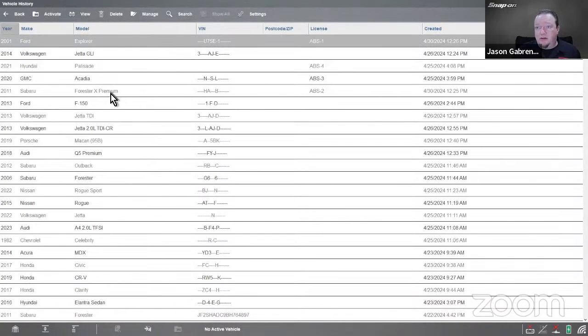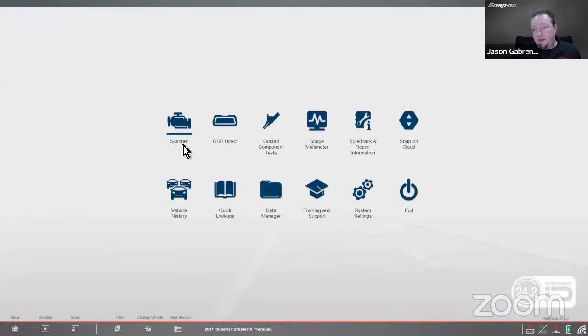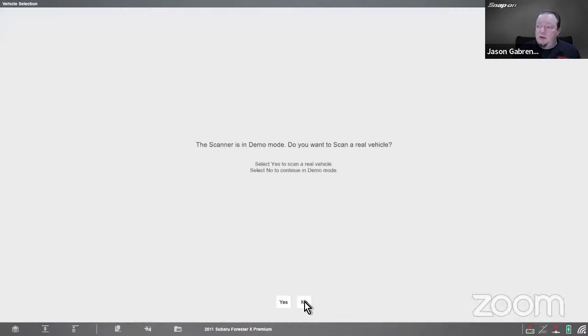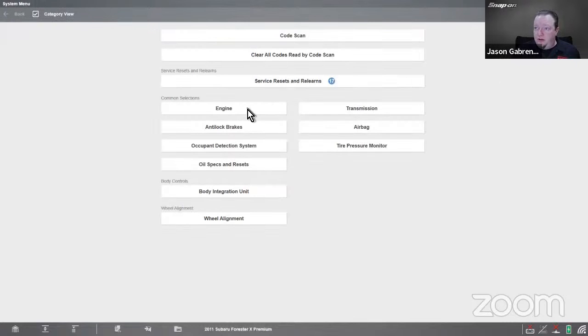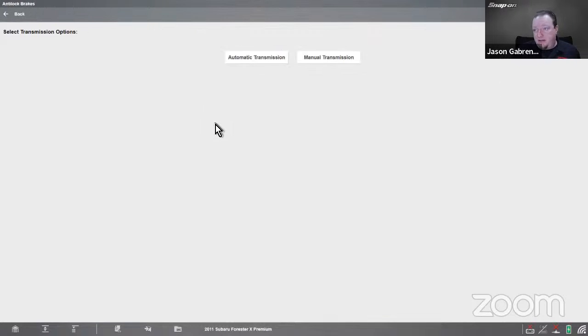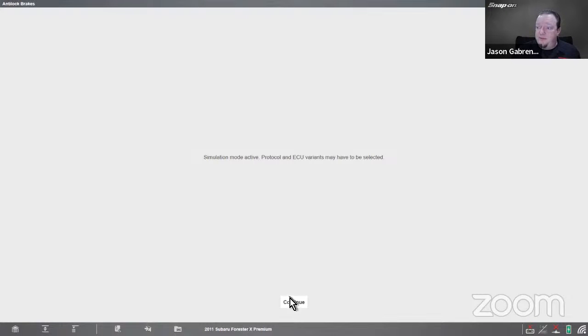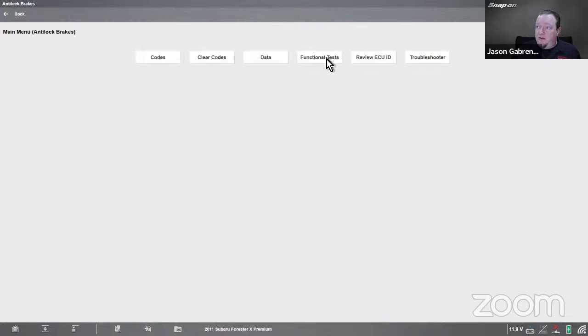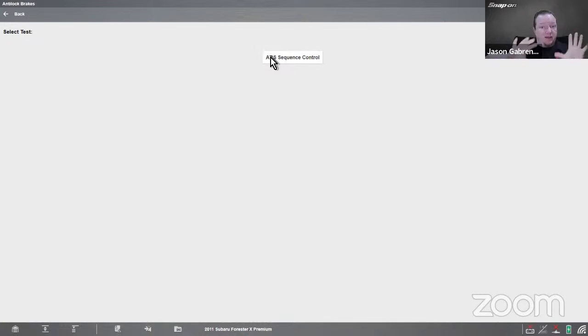Let's go to my next vehicle, which is going to be my 2011 Forester. So we go in here and we would go to anti-lock brakes and automatic and functional tests, right? So we can go in there. It's ABS sequence control. What that does is it'll process through the ABS system. It'll fire the solenoids. You have to push down on the brake pedal, and then it goes through each of the 4 channels to pump it. That's also a good way to bleed it. It's not an automated brake bleed, but it's a good way to bleed it.